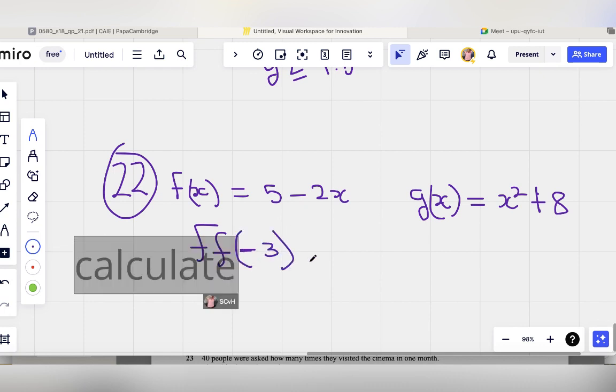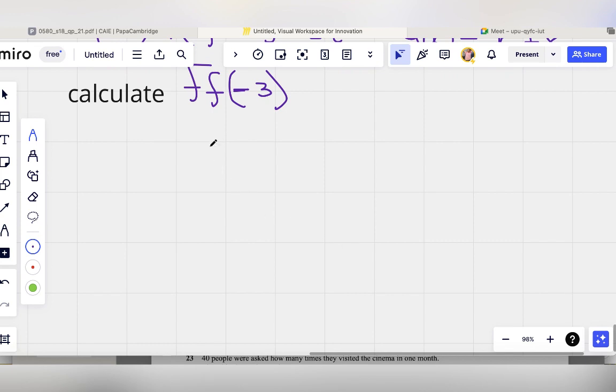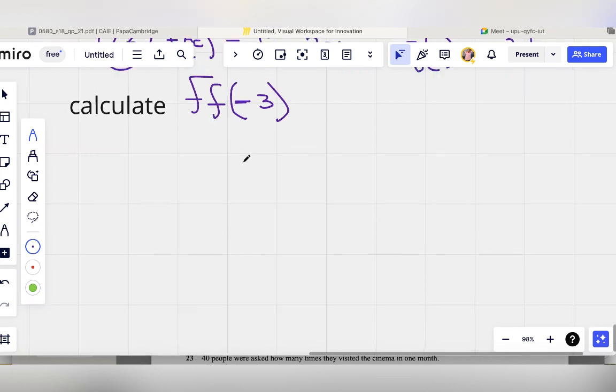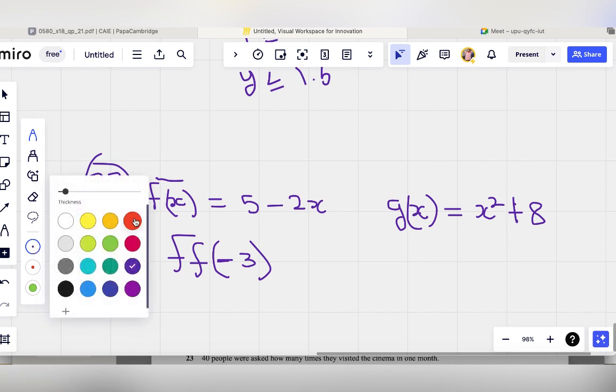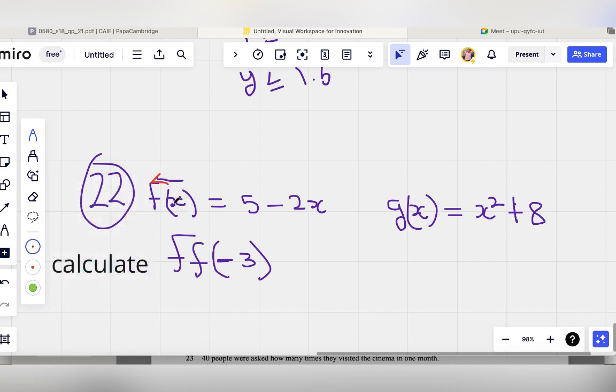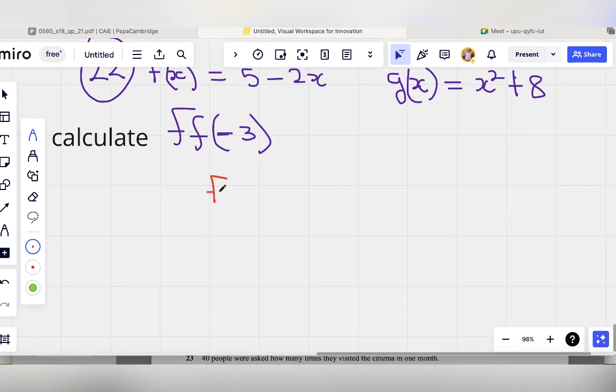The first thing we do is to find ff of x. When they say ff, you're going to substitute f of x inside f of x, meaning 5 minus 2x, you substitute it to replace the value of x. So let's find ff of x first, before we substitute with negative 3. So you put f of x inside f of x. So 5 minus 2x is the value.